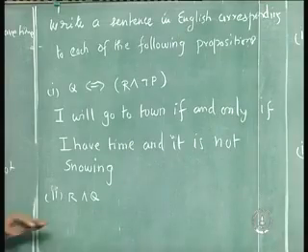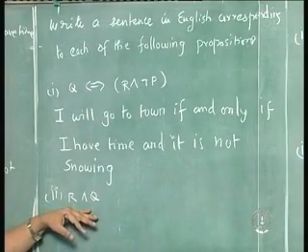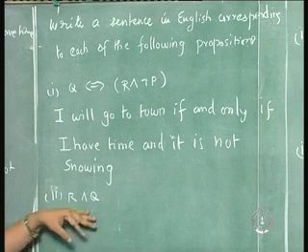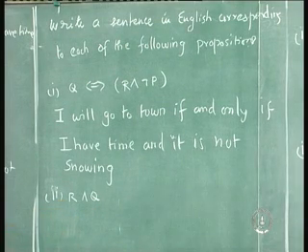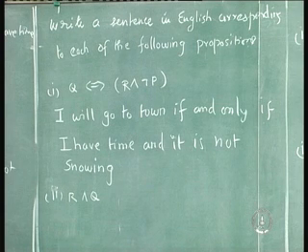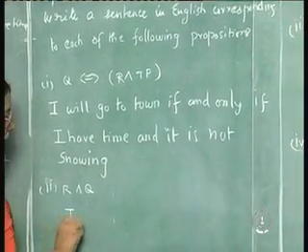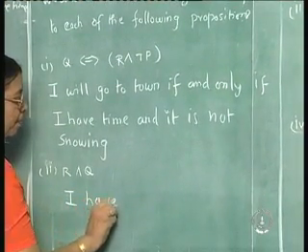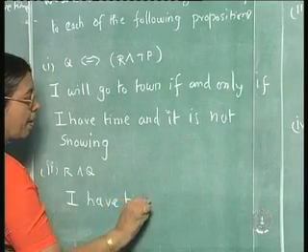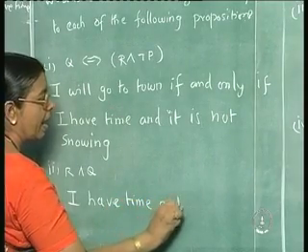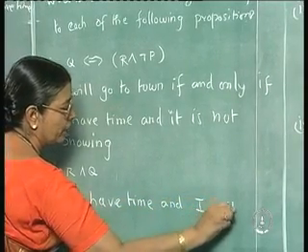Now, how will you transcribe this proposition into English? That is, how will you write a sentence which is equivalent to this, R and Q? R stands for I have time and Q stands for I will go to town. So, this can be written in the form, I have time and I will go to town.